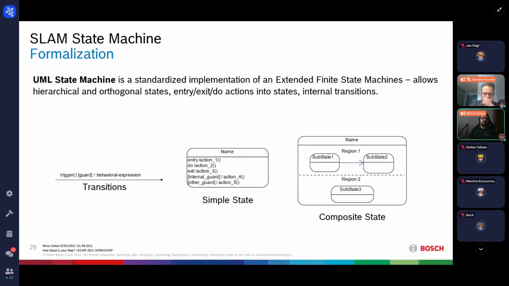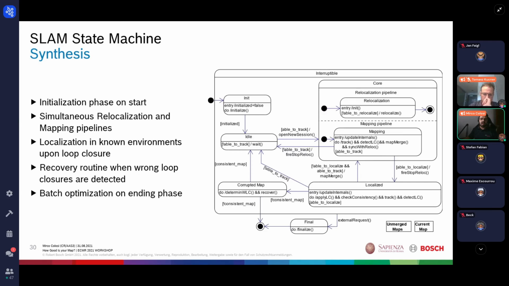And so we formalized this via a UML state machine that allows some nice features like hierarchical and orthogonal states, some actions predefined at entry, exit, and while in the state, and internal transitions. Finally, I was able to synthesize my SLAM state machine, keeping in mind all the information gathered from the previous studies. And with this implementation, we achieved the desired behavior from the case study.